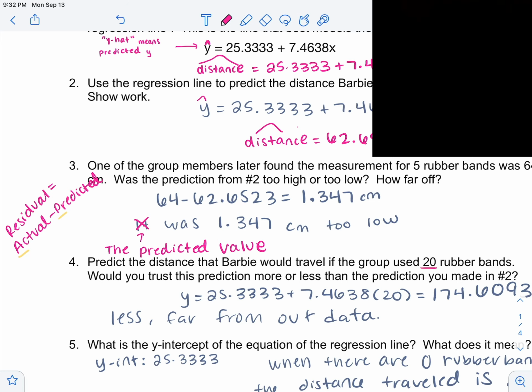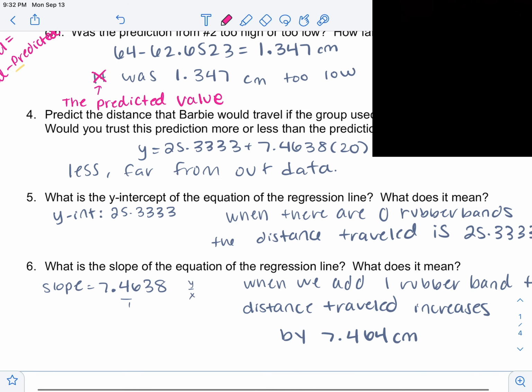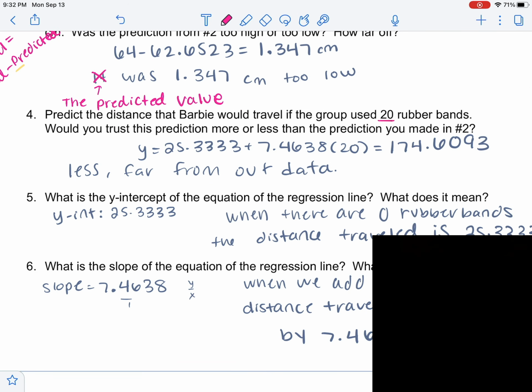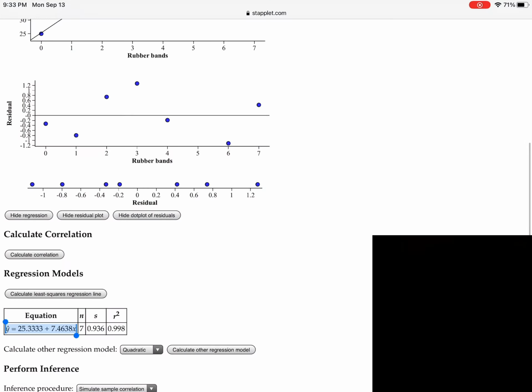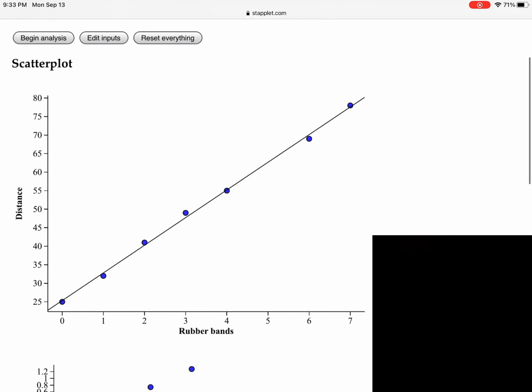In question 4, it says predict the distance that Barbie would travel if the group used 20 rubber bands. Would you trust this prediction more or less than the prediction you made in number 2? So again, here I plugged in 20 for x. I found y to be 174. Oh, and we're going back to the scatter plot.